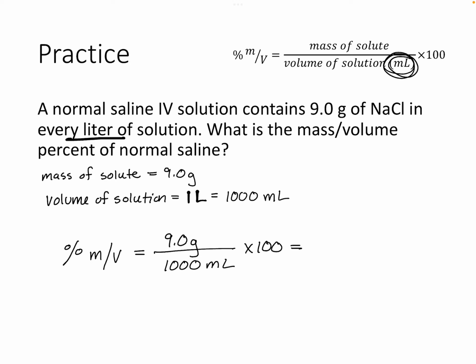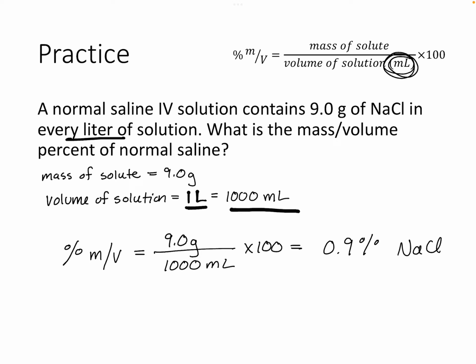Okay, so we just need to divide 9 by 1,000 and then multiply by 100. So that should give us 0.9% sodium chloride in solution. So notice if we had not converted our liter to 1,000 milliliters, we would have gotten a completely different answer.